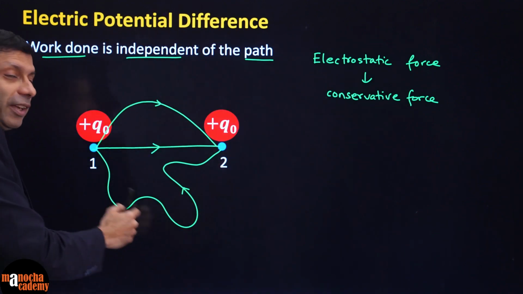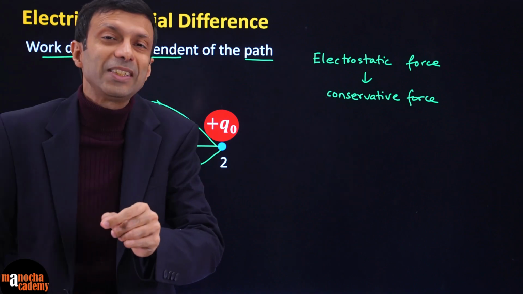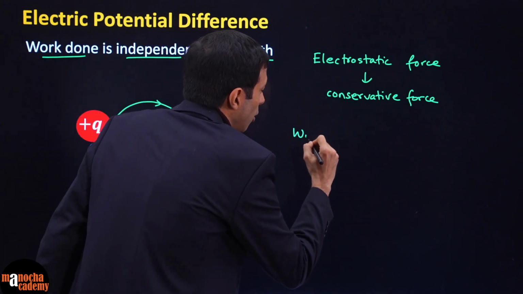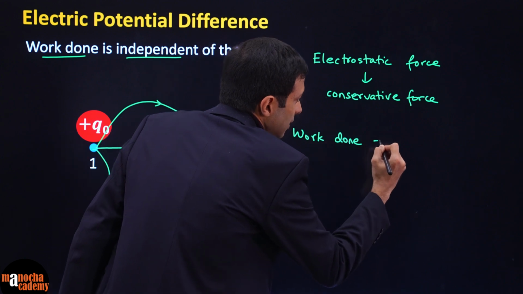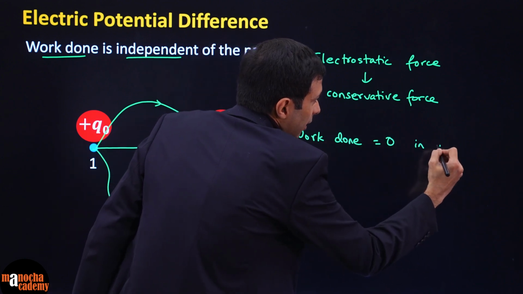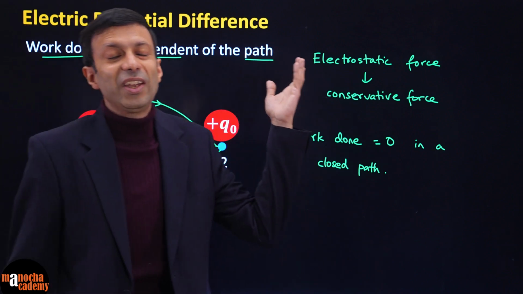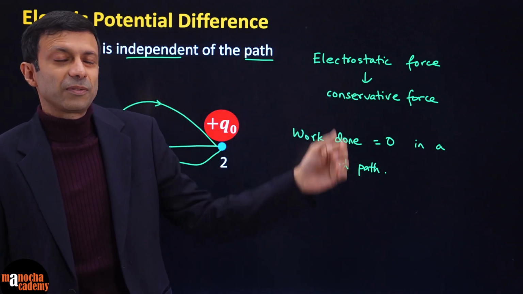So when you move the body in a closed path and you bring it back to its initial position, the work done is 0. So let's note that down. Work done is equal to 0 in a closed path. And once again, why? Because we are considering a conservative force.